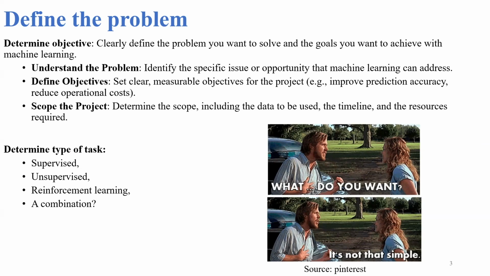Also, we have to get a handle on what kind of task we want to perform: supervised, unsupervised, reinforcement learning, or a combination. Usually, for a completely unknown task, we go first with unsupervised tasks, then supervised tasks, and then reinforcement learning. But that's not always true.